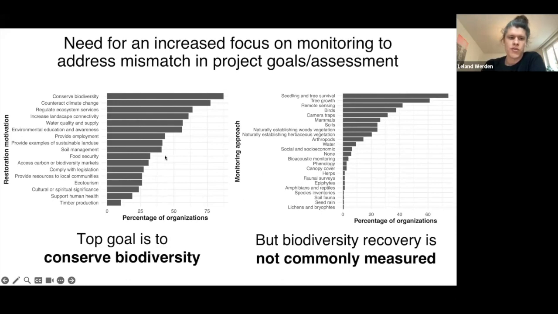And then on the left-hand side, I'm showing all the different motivations that people have. On the top, you can see that conserving biodiversity is top priority, and counteracting climate change is also top priority. But when you take a look at what people are measuring, the monitoring is typically focused more on seedling survival and tree growth and much less on biodiversity. So if we want to understand how biodiversity is recovering, we need to think about simple ways that organizations can use to actually measure this. We're doing some of that work now, but most people really don't have the time or the capacity to do these really complicated biodiversity surveys. So we're working to help them do that.